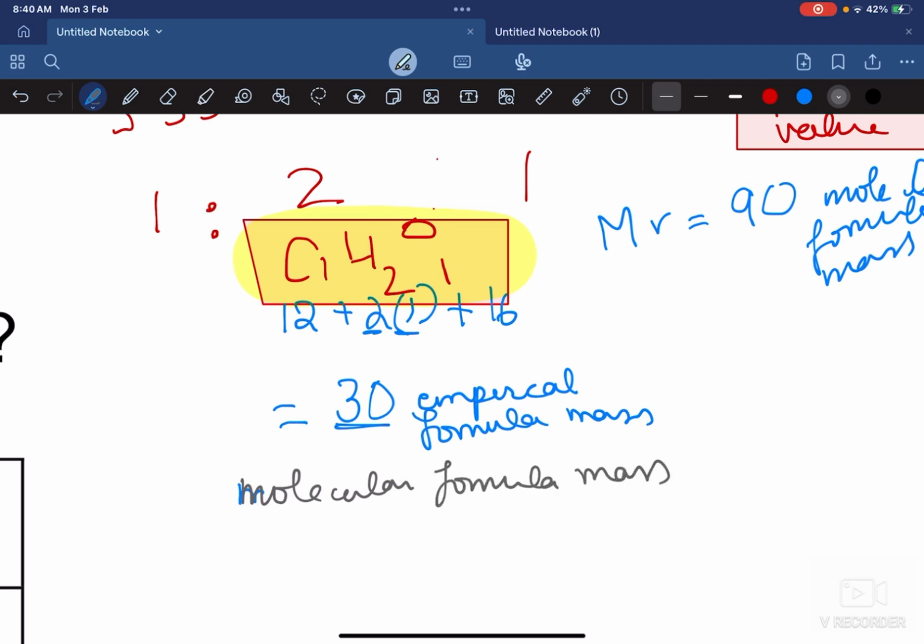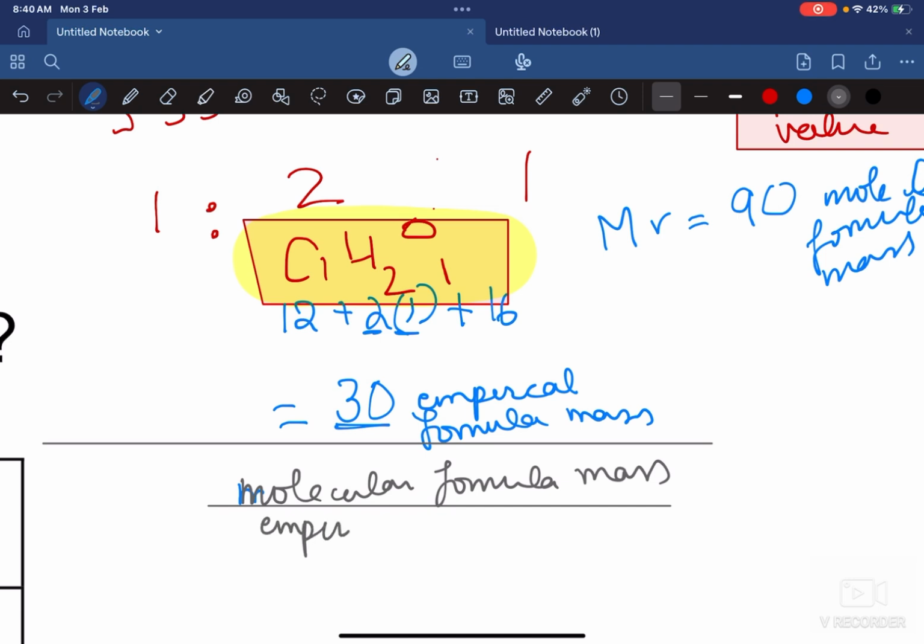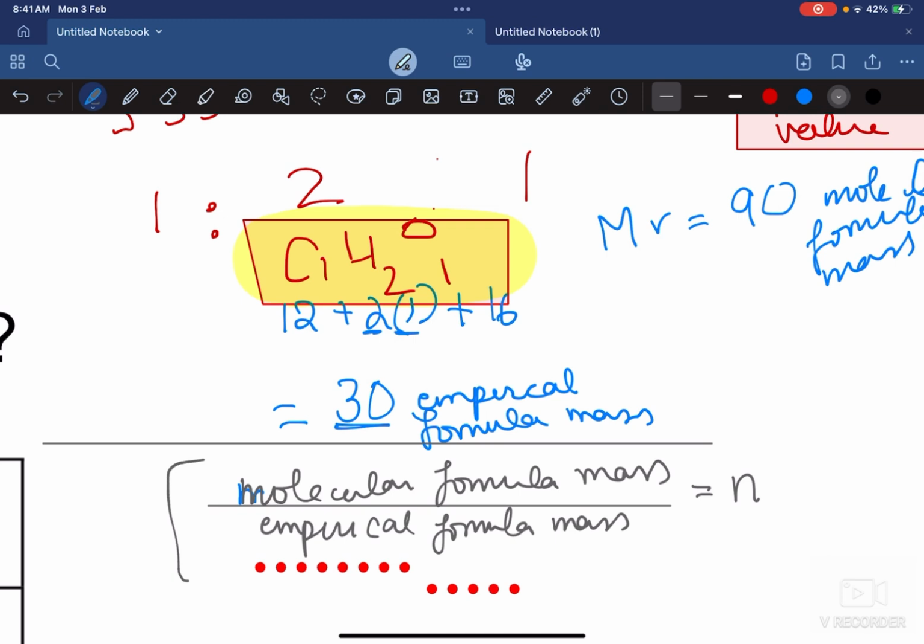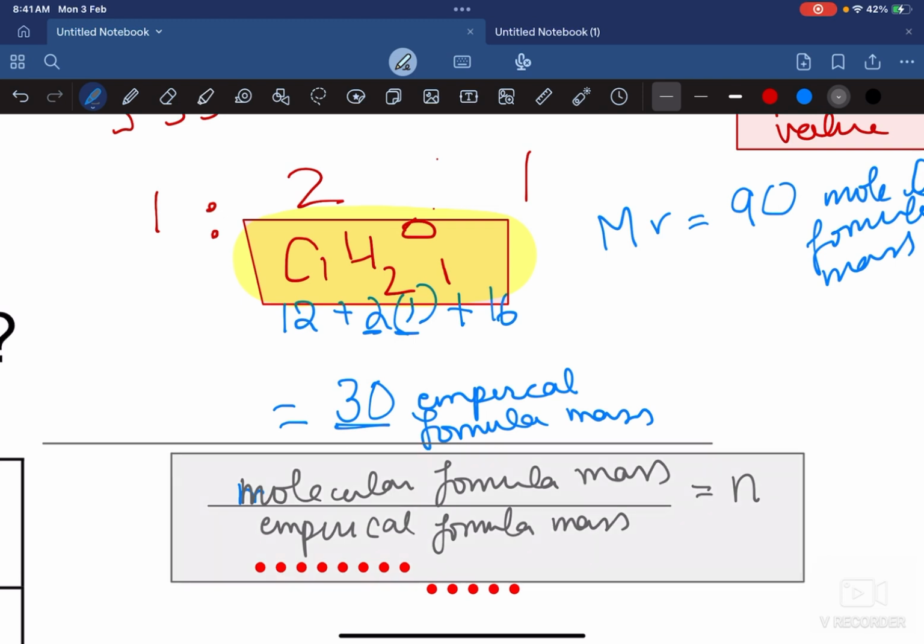एक सेकेंड यहाँ पे एक लाइन लगा लेते हैं. When you take your molecular formula mass and you divide it by your empirical formula mass, you are gonna get a term that's n. ठीक है, just learn this thing by heart, that whenever you have your molecular formula mass and you divide it by your empirical formula mass, you're gonna get a term that's known as n.